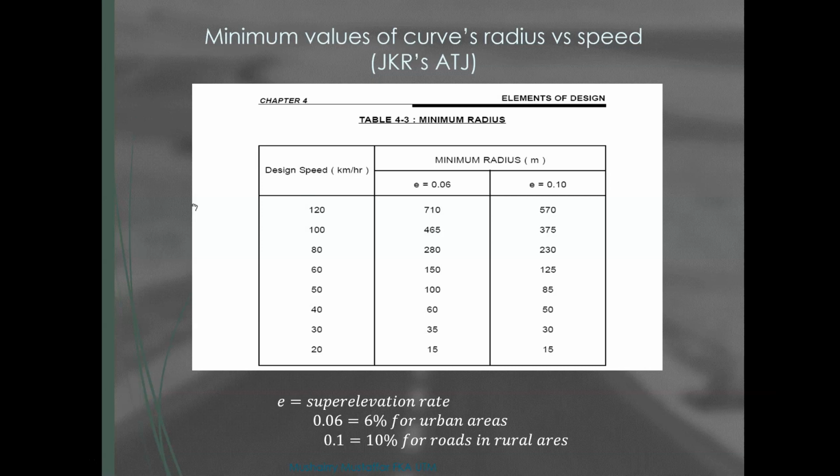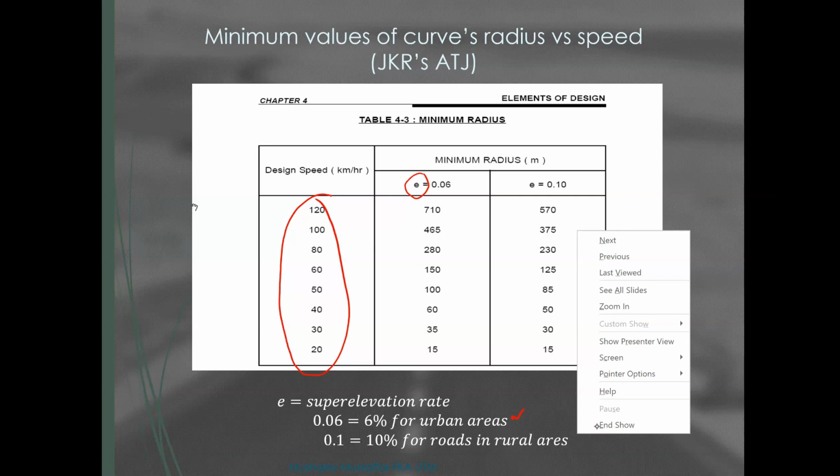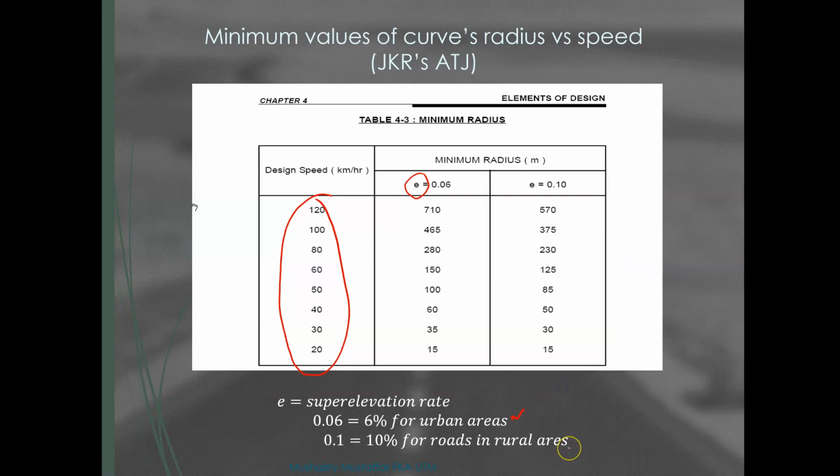the minimum radius of a circular curve with respect to speed. As you go down the table, you can see the radius gets smaller. The value e here is what they term the superelevation rate. We will discuss that later, but for now, in this standard anyway, there are two different categories, one for urban roads and one for roads in rural areas. Okay, so that's the standard that we refer to. One example in the standard anyway.